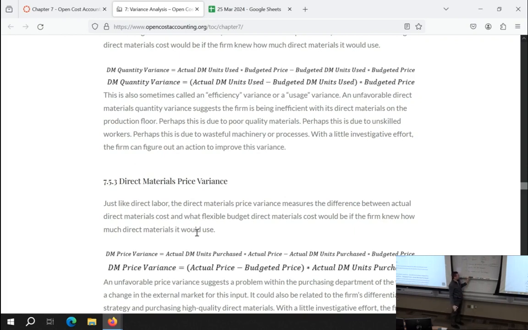Nice, and everything worked perfectly. Over here, this and this don't match up, or they often don't. Actual quantity purchased and actual quantity used often don't match up. And so there's no guarantee that actuals minus flexible budget equals the sum of your quantity and price variance.